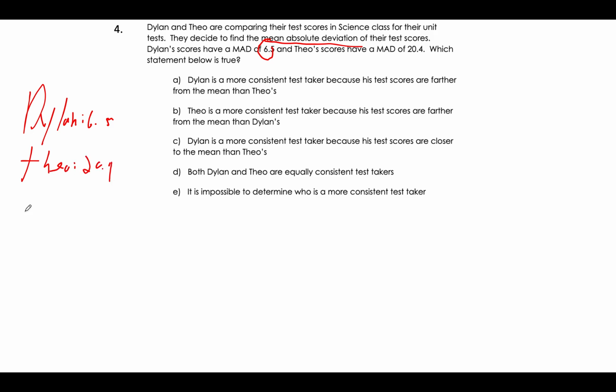So which statement below is going to be true? Dylan's a more consistent test taker because his test scores are farther from the mean than Thea's. That doesn't make sense. His MAD is lower than Thea's. Thea's a more consistent test taker because her test scores are farther from the mean than Dylan's. Her test scores are farther from the mean. That means she's less consistent. Dylan is a more consistent test taker because his test scores are closer to the mean than Thea's. So C is going to be our correct answer there.